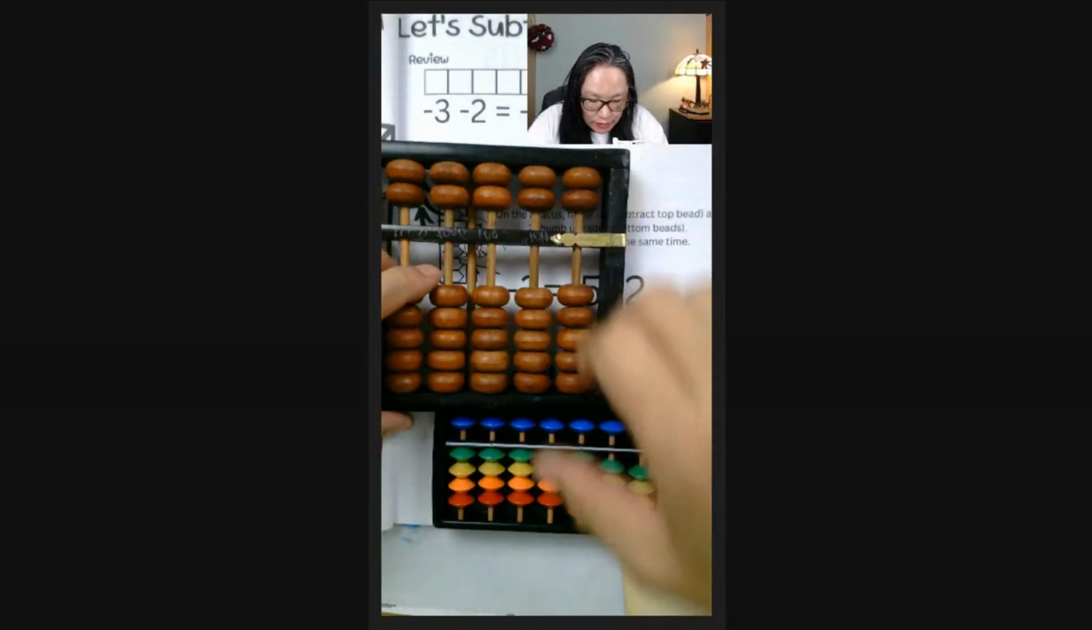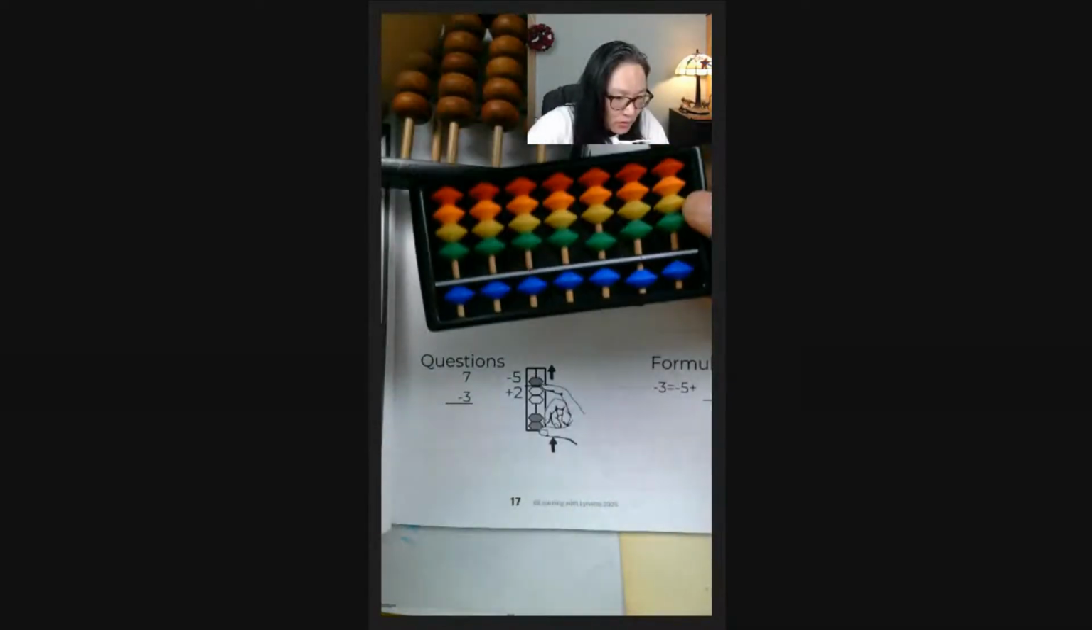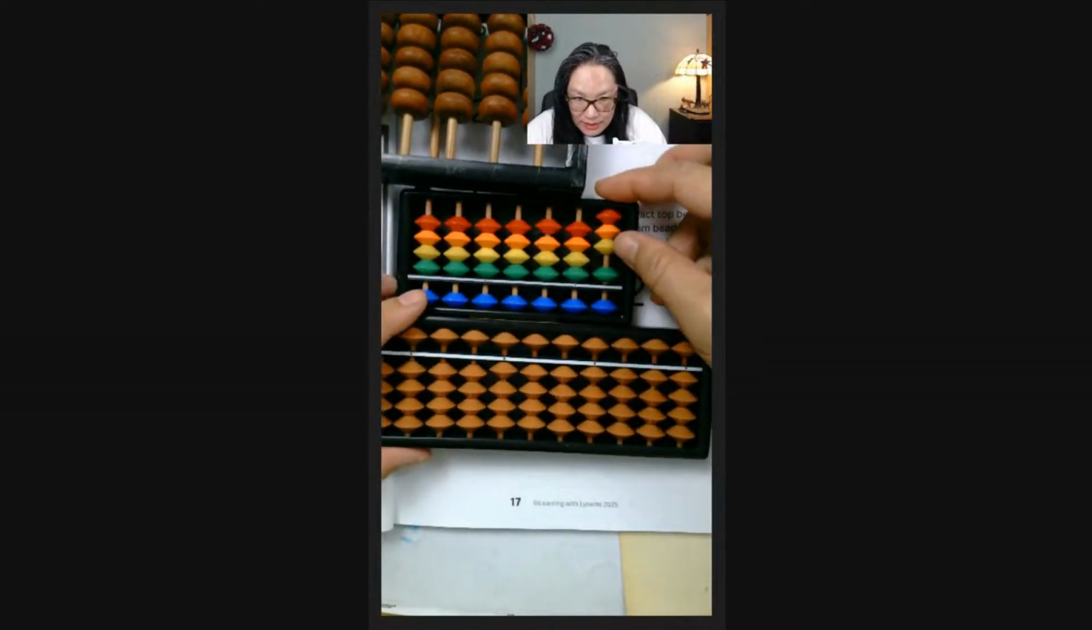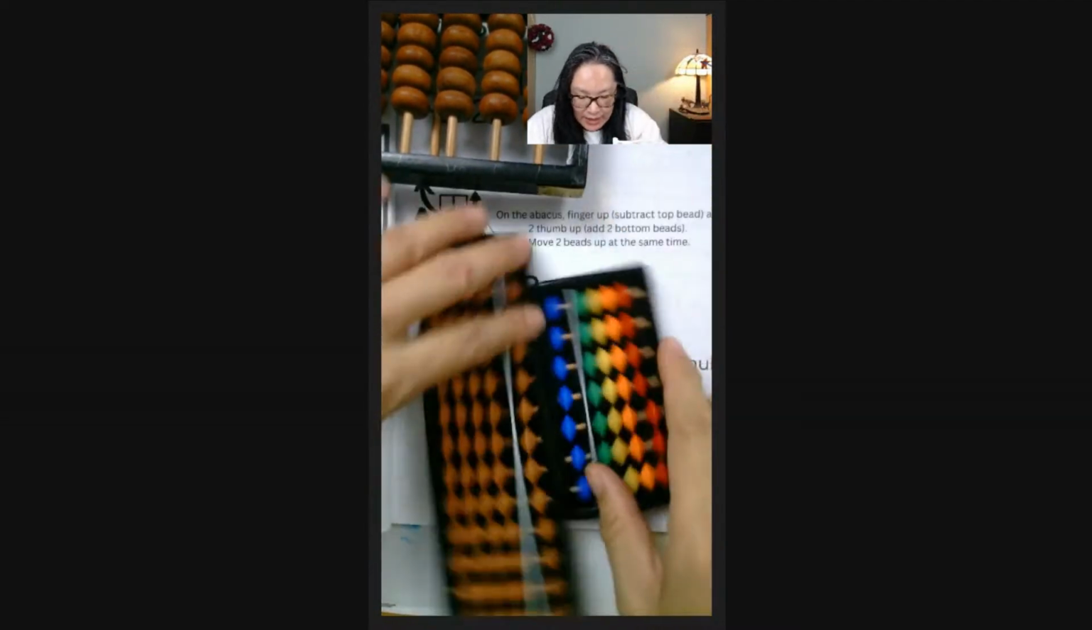Yeah. So there would be something like this. No, something like this. Yeah, something like this. It's got 5 beads on top. Oh, the 5 beads on top and five, and it's like this.